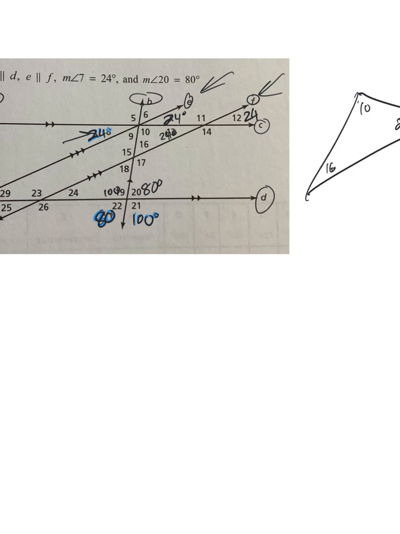What's angle 11? 156. Because of consecutive interior angles or a linear pair. And angle 14 is 156 degrees. All right.